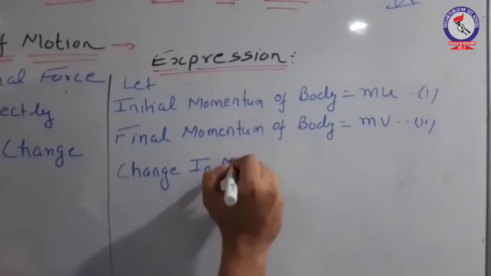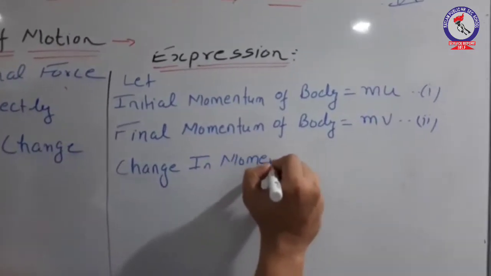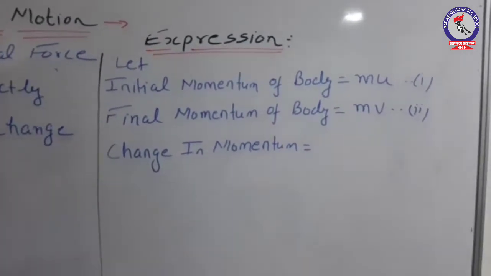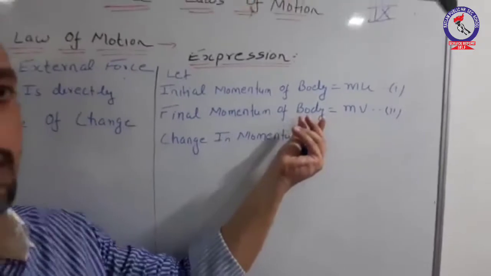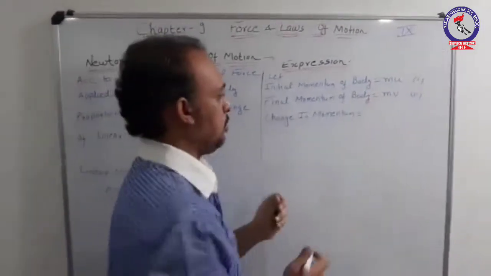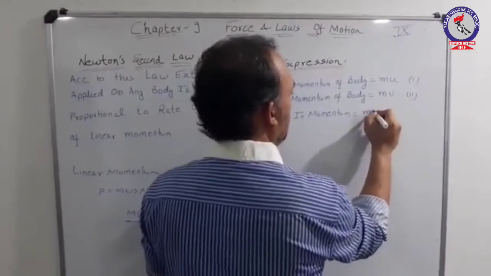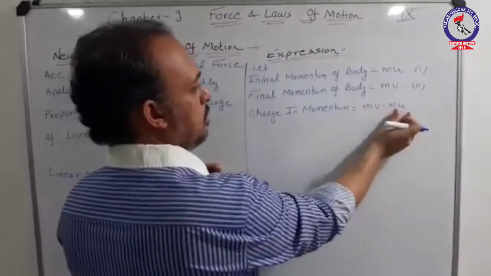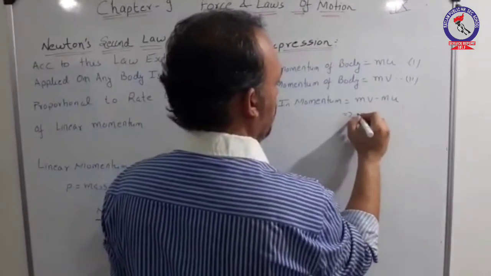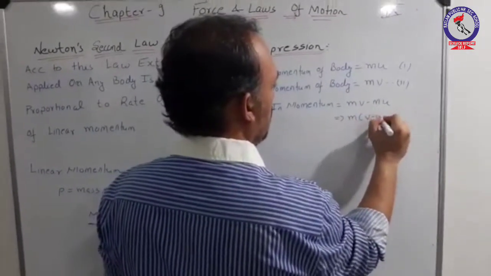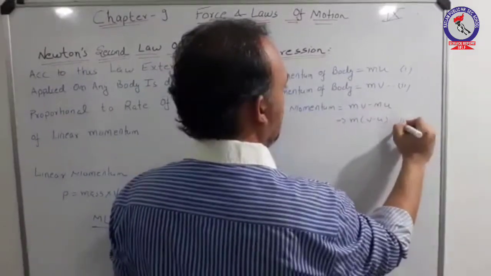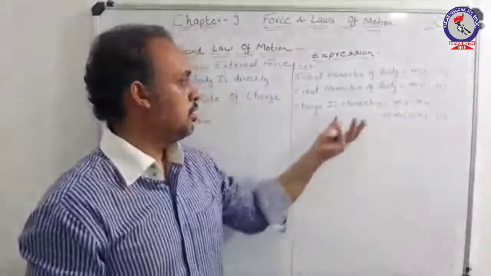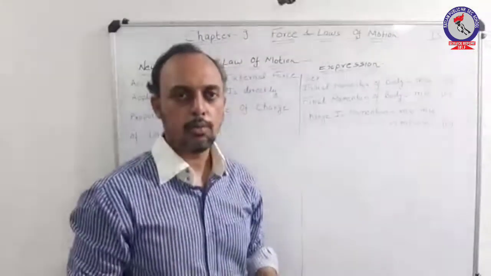Change in momentum. Change in momentum can be simply calculated from the final momentum of the body and the initial momentum. So it will be mv minus mu, final momentum minus initial momentum. What will we get? m into (v minus u). Let this be equation number 3. The change in momentum, we have just simplified it, is the difference of the final and initial momentum of the body.